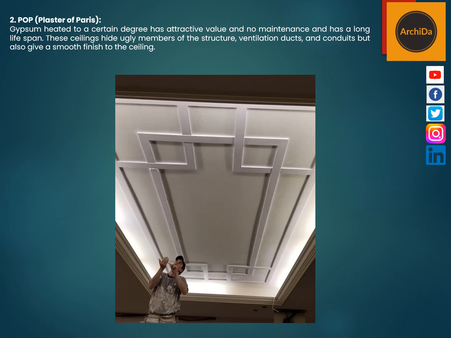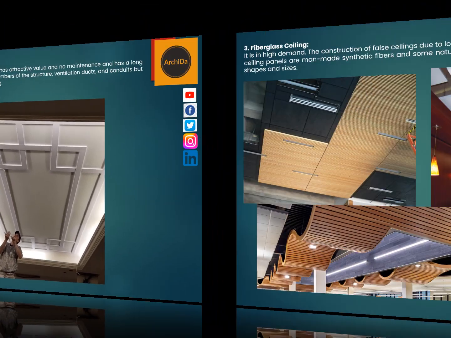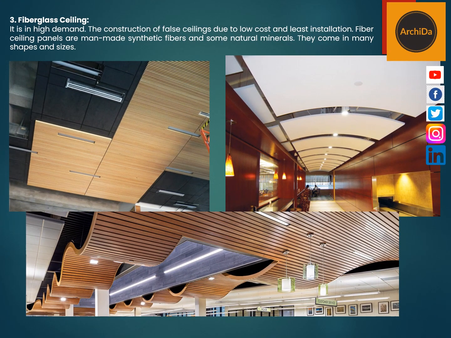The next is what is called POP or plaster of Paris. This is some sort of mud mixture, just like plaster, wherein you attach it to the ceiling and start forming your actual finished ceiling. Next is what is called a fiberglass ceiling. Some architects prefer this, especially if the ceiling has curvatures or bends, because it is more controllable than just plain wood.